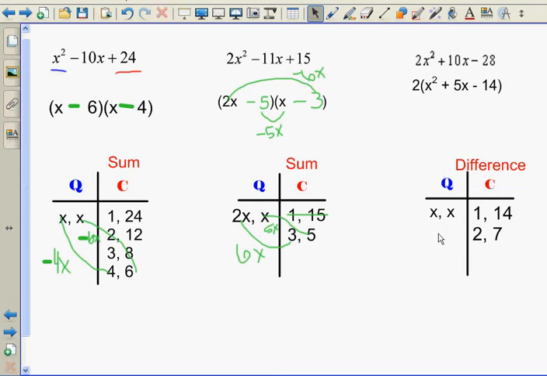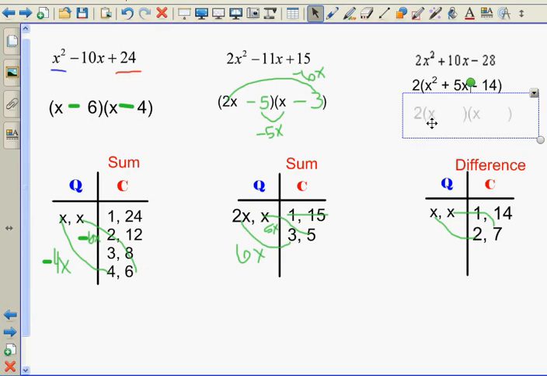So let's try some possibilities. And the more you do this, the more you're not going to have to test every one. You'll start seeing the answer really quickly. Okay, if we did 1 times x, we'd have a 1x, and x times 14 would be a 14x. So 1x and 14x have a difference of 13. That's not what we want. So get rid of that. Let's try it here. x times 2 would be 2x, x times 7 would be 7x, so 2x and 7x, that is what we want because those have a difference of 5.